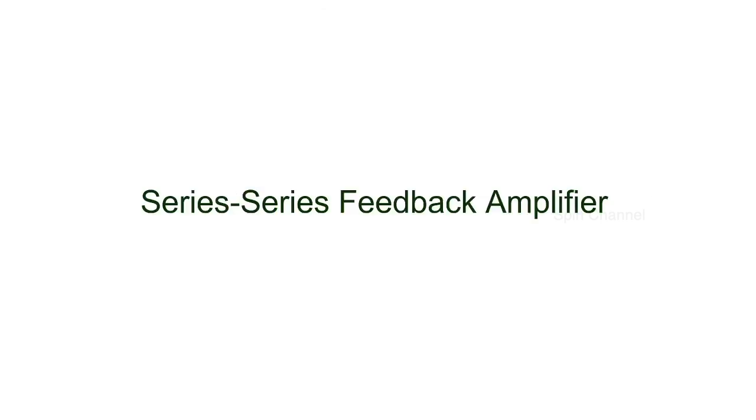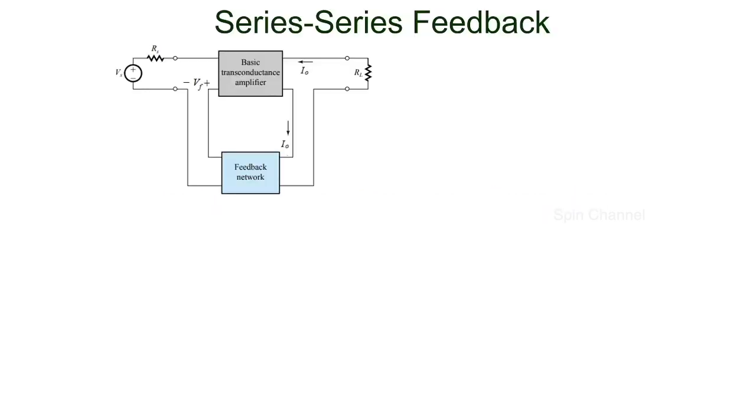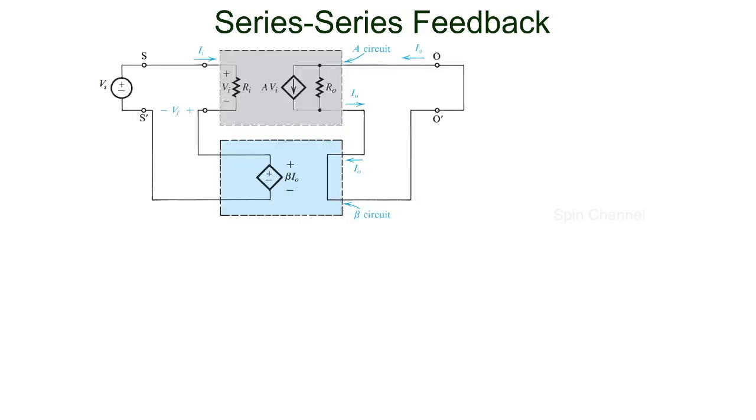Next, let us discuss the series feedback amplifier. The series feedback topology is best suited for transconductance amplifiers. The ideal structure of the series feedback amplifier consists of an open loop amplifier and an ideal feedback network. The open loop amplifier has an input resistance Ri and an output resistance R0. The short circuit transconductance is given by A equal to output current by input voltage. The feedback network samples the short circuit current I0 and provides a feedback voltage Vf, so that Vf is equal to beta into I0.